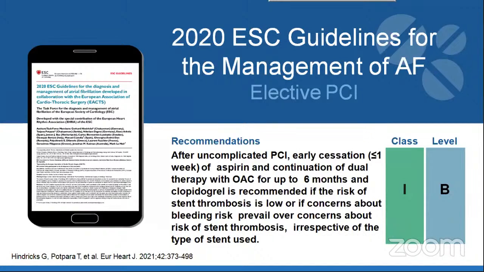And if concern about bleeding risk prevails over concern about risk of stent thrombosis, irrespective of the type of stent used, and if the bleeding risk is higher, we can use it for only 6 months after elective PCI. Elective PCI, not acute coronary syndrome. Next.